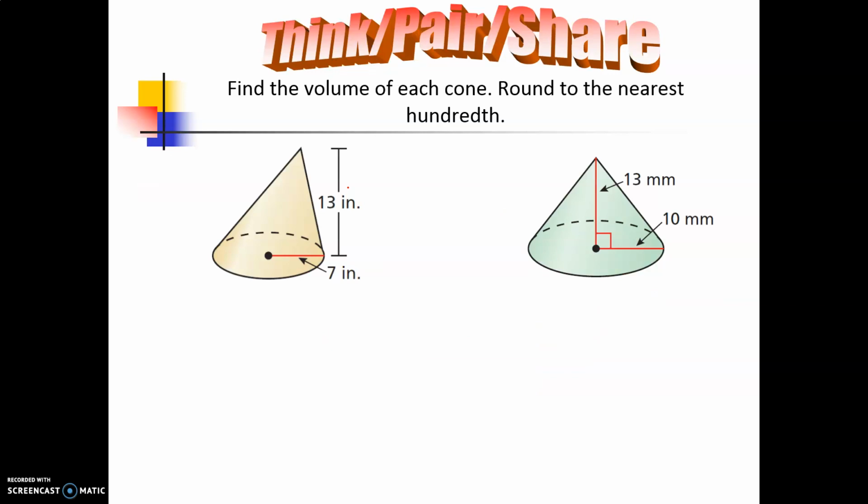All right, so here's a couple of problems here. One oblique cone and one right cone. We're going to find the volume of each and round to the nearest hundredth. So pause the video, give these problems a try, and check back when you're ready.